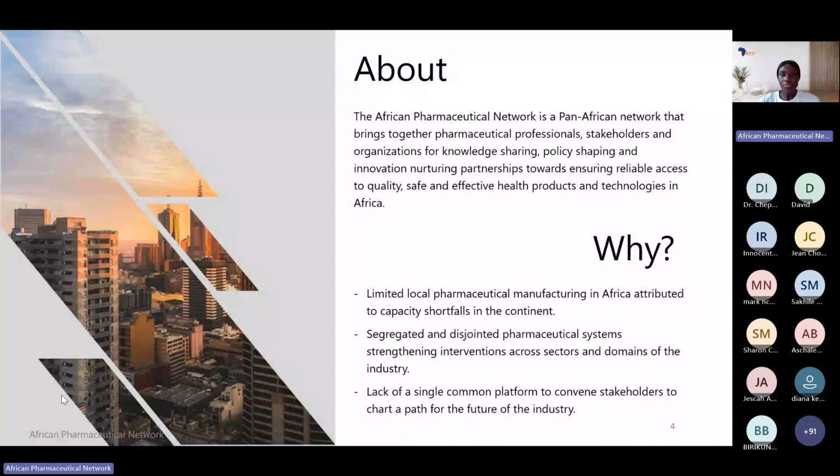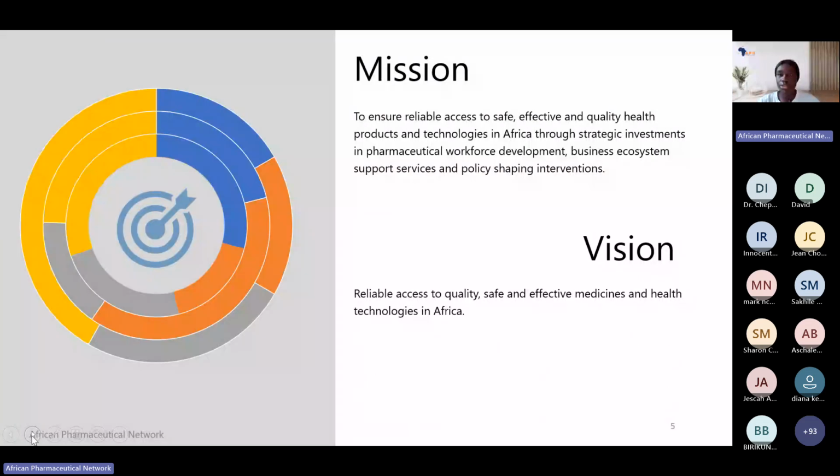So what is our mission? Reliable access to safe, quality, and effective medicines and health products for the African population within the continent. And this is done through strategic investment in pharmaceutical workforce development, business ecosystem support services, and policy shaping interventions. As we move on, I will show you how you can take advantage of the collaborations and the interventions that we have to work together with us.